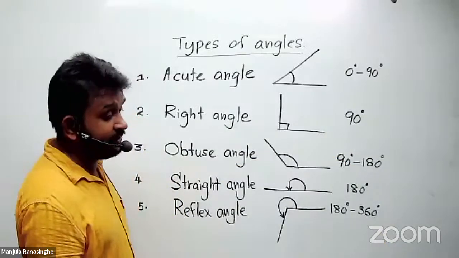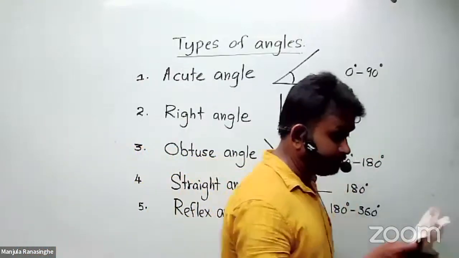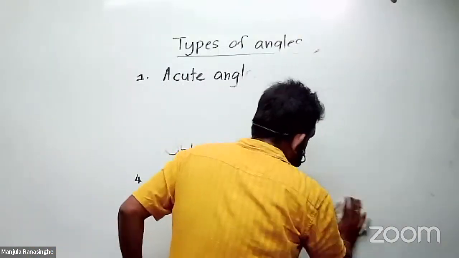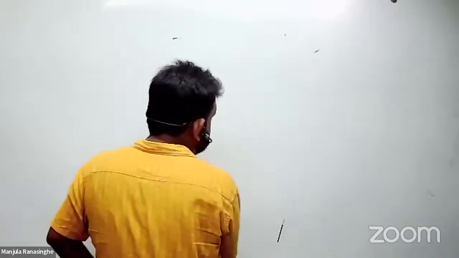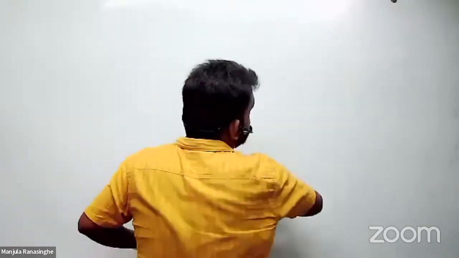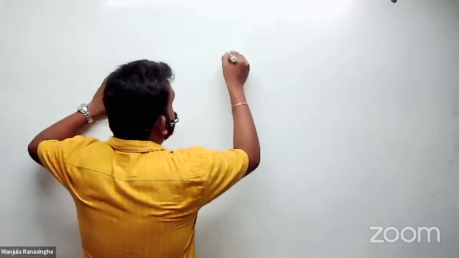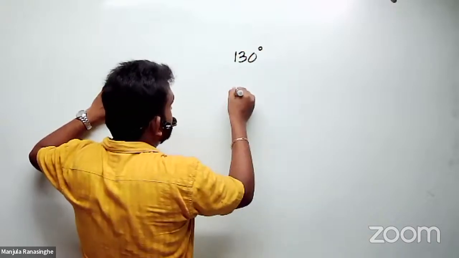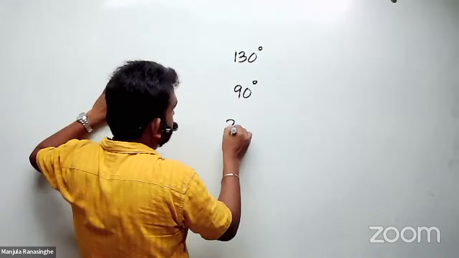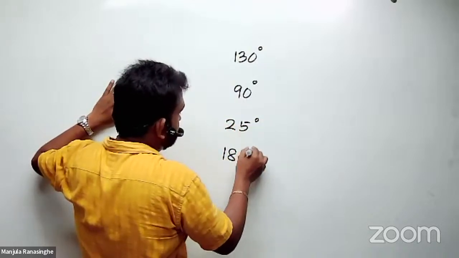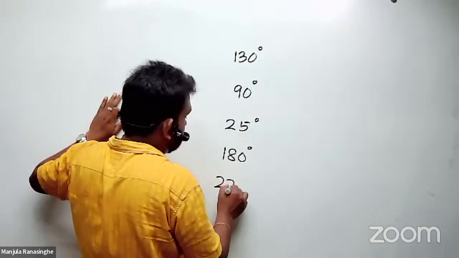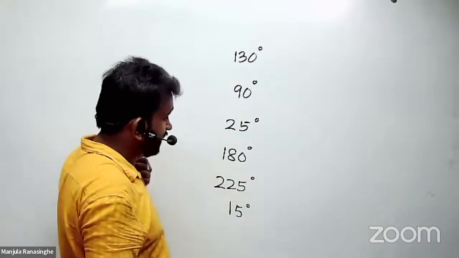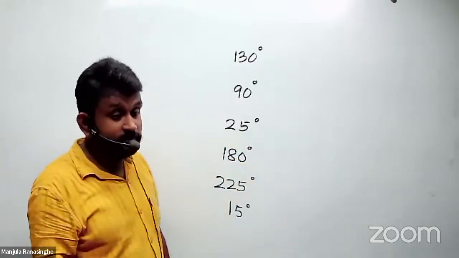Okay, Pute. Now I will ask one by one. First example. So I have an angle. I will write a few angle values, and you have to tell its name, under which category it comes. So I have here 130 degree, then 90 degree, then 25 degree, then 180 degree, 225 degree, then 15 degree.